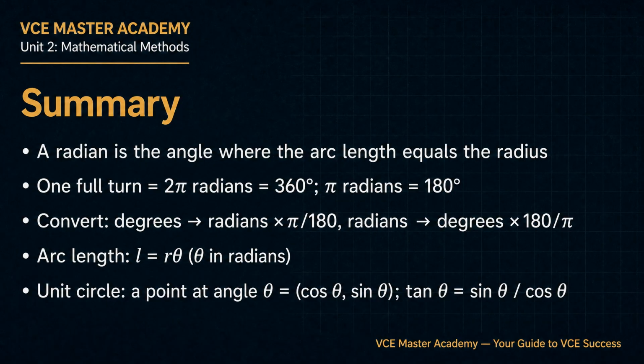Quick summary. A radian is the angle made when the arc equals the radius. One full turn is 2 pi radians, which is 360 degrees, and pi radians is 180 degrees. To convert, multiply by pi over 180 or by 180 over pi. Arc length is L equals r theta. On the unit circle, a point at angle theta is cosine theta, sine theta, and tangent is sine over cosine.